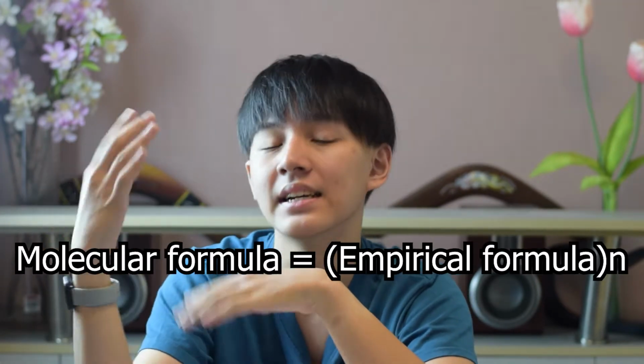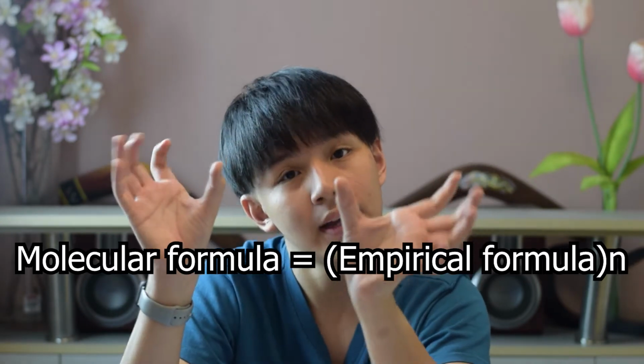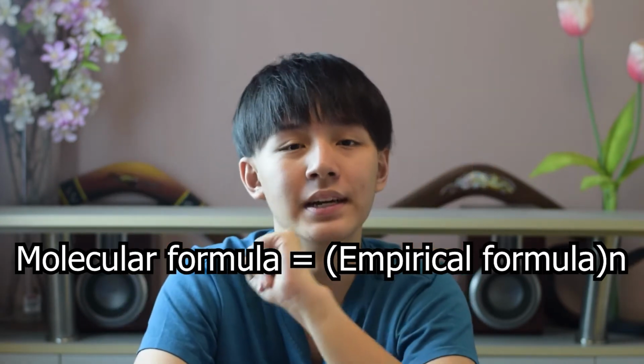From the last chapter, we left off on the experiment to determine the empirical formula. We can summarize the whole thing: the molecular formula is basically the empirical formula in brackets with n. The number n times the empirical formula is equal to the molecular formula.